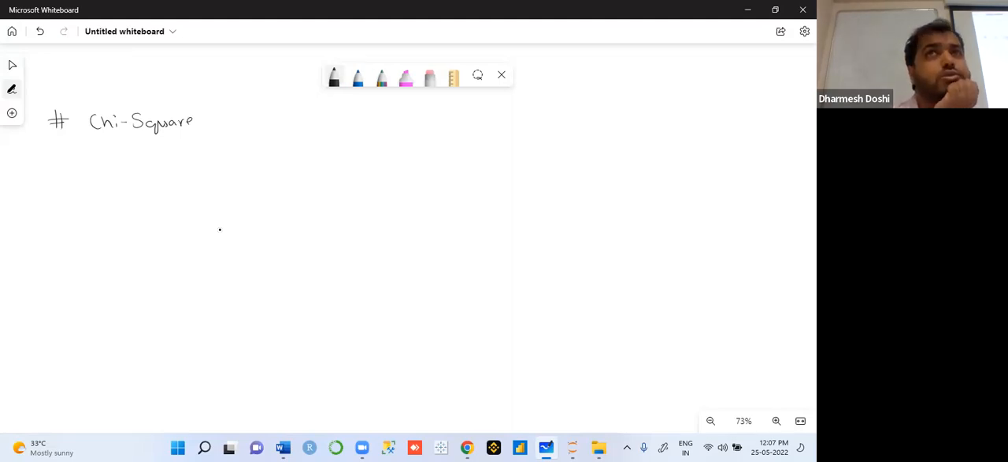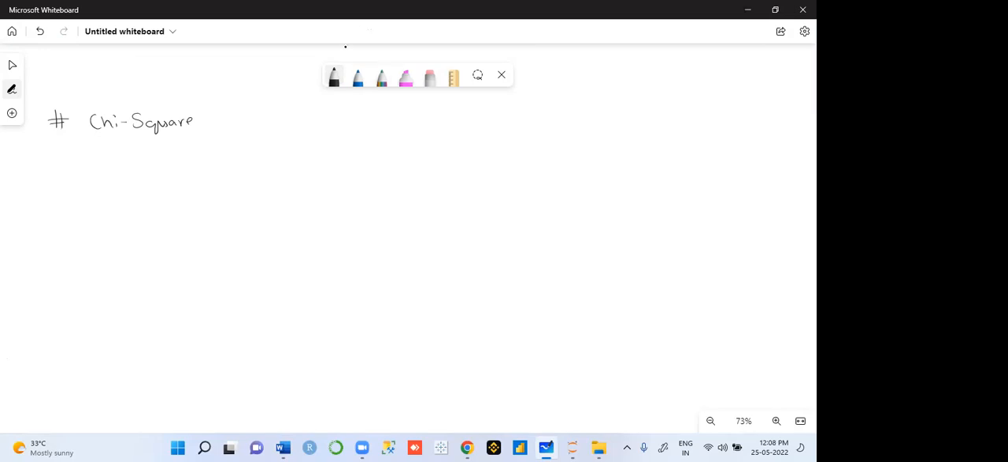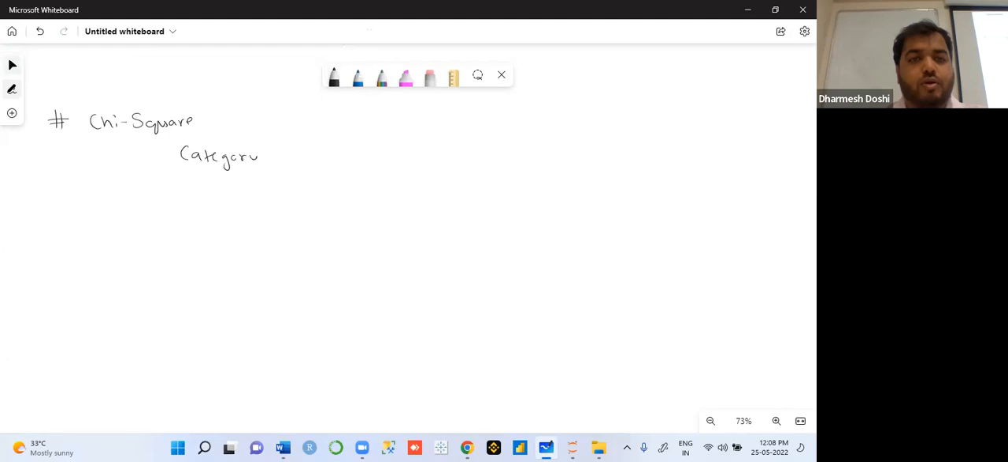When to use chi-square, guys? We use chi-square when we have data given in categories. If data is categorical, the chi-square test is also called a non-parametric test. Why do we say non-parametric? Because we cannot compute the mean. Mean not possible. Clear?